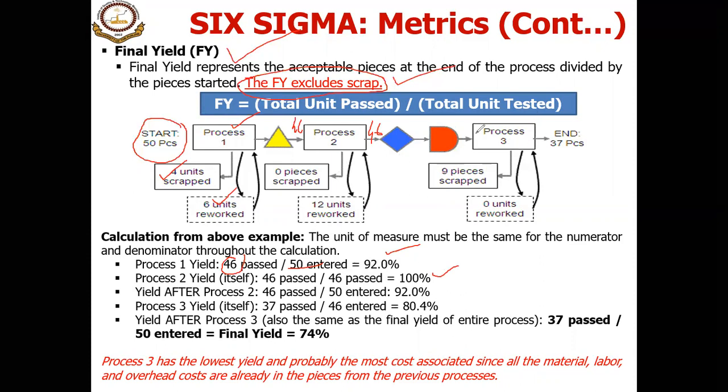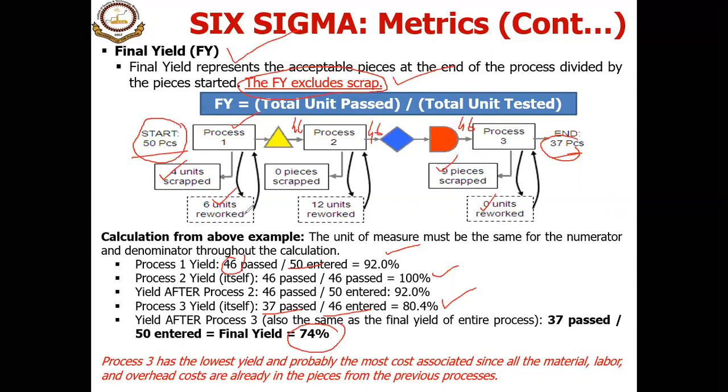The third process input is 46. Out of that 46, 9 were scrapped and 0 were reworked. So 46 minus 9 is 37, and 37 divided by 46 is about 80%. So the output is 37. Overall, from the final yield perspective, the output would be 37 divided by 50, which is 74%. If we report the final yield, we are saying we are producing 74% good units, which is not a good way to report the yield.